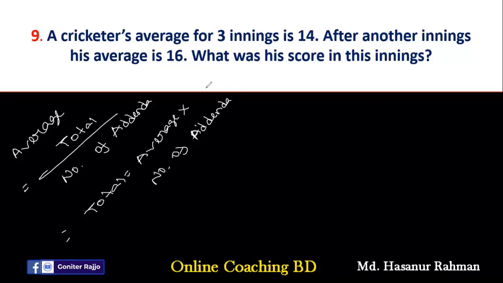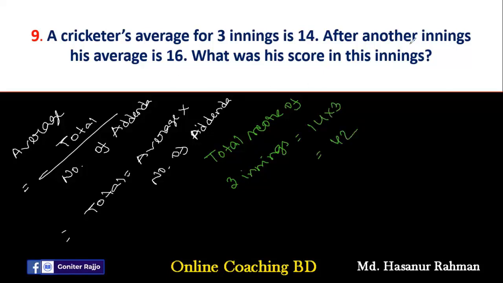Now look at this. So a cricketer's average for 3 innings is 14. So what is the score of 3 innings? So total score of 3 innings is 14 multiplied by 3, that will be 42.